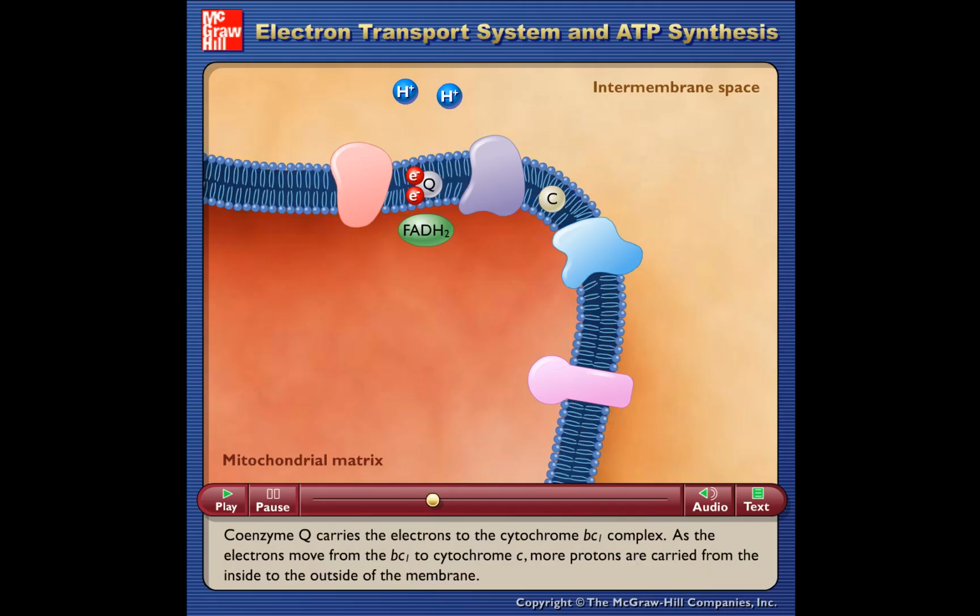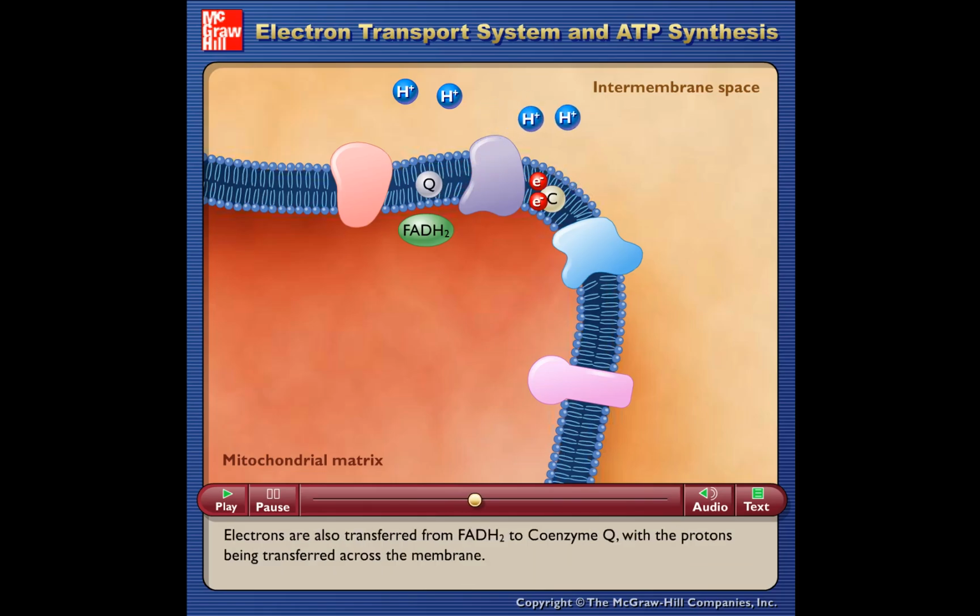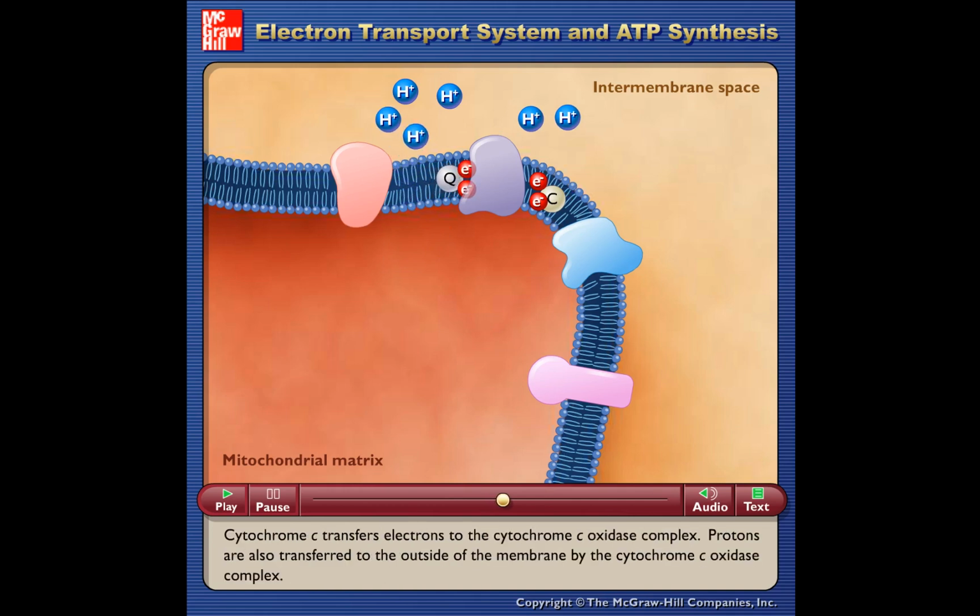Coenzyme Q carries the electrons to the cytochrome BC1 complex. As the electrons move from the BC1 to cytochrome C, more protons are carried from the inside to the outside of the membrane. Electrons are also transferred from FADH2 to coenzyme Q, with the protons being transferred across the membrane. Cytochrome C transfers electrons to the cytochrome C oxidase complex. Protons are also transferred to the outside of the membrane by the cytochrome C oxidase complex.